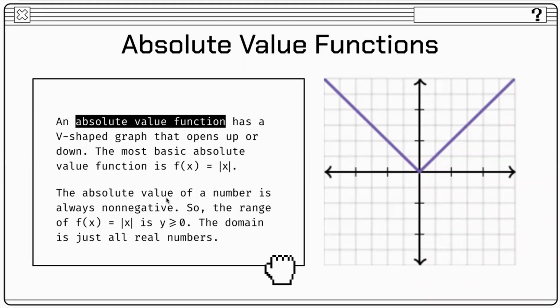Remember that the absolute value of a number is always non-negative, meaning that it's always going to be positive. So the range of f of x equals the absolute value of x is y is greater than or equal to 0, since you can't have an absolute value of a number that's negative. And the domain is always going to be all real numbers, meaning that you can plug in any real number for x and you'll get a corresponding output value.